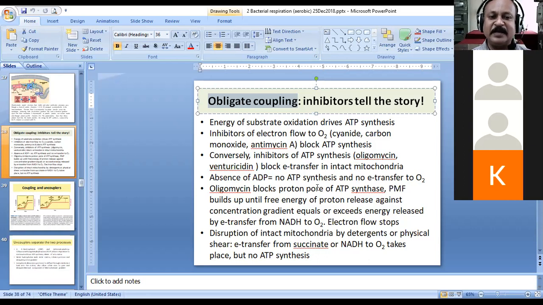On the other hand, there are some inhibitors like oligomycin, venturicidin. These are the inhibitors of ATP synthesis. They inhibit the ATP synthase enzyme. So if these inhibitors are used to block ATP synthesis, then they also block the electron transport chain, even if the mitochondria are intact. So in other words, these two reactions are interdependent on each other. And that is why we use the term obligate coupling of the two reactions.